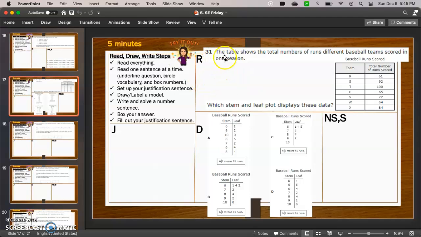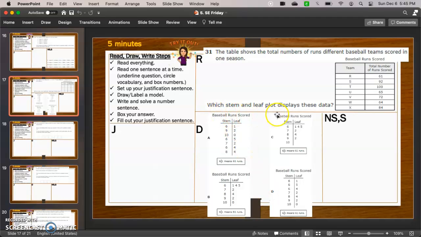Question 31. The table shows the total number of runs different baseball teams scored in one season. Team, total number of runs scored. Which stem and leaf plot displays these data? A, B, C, D.